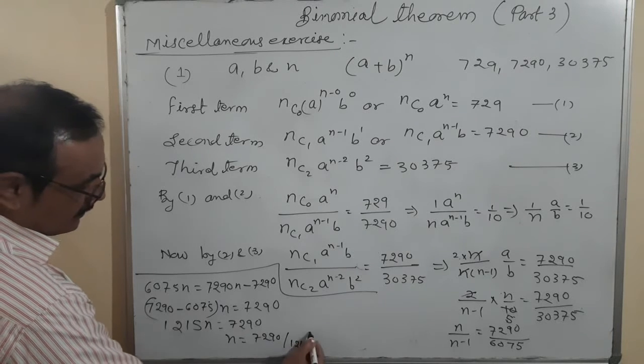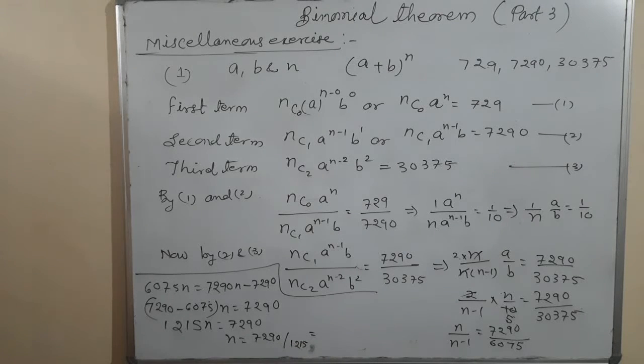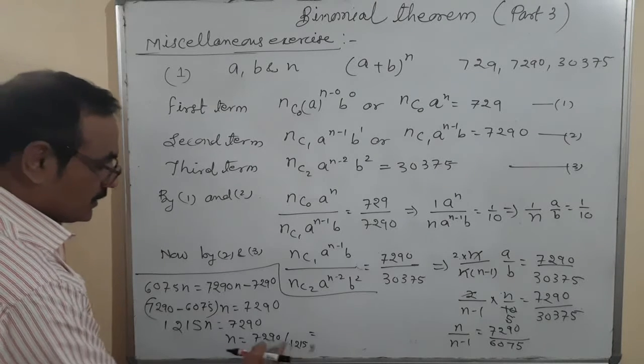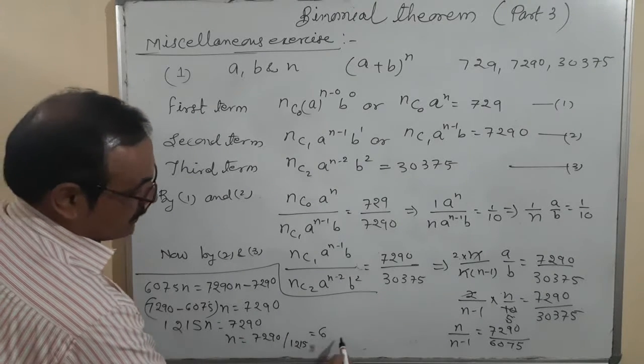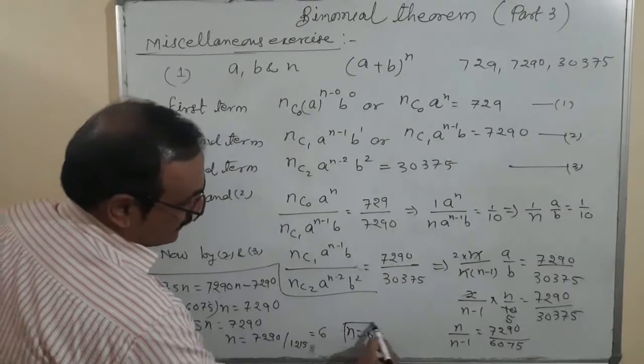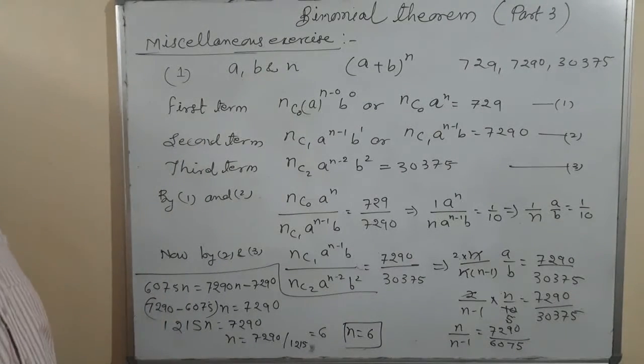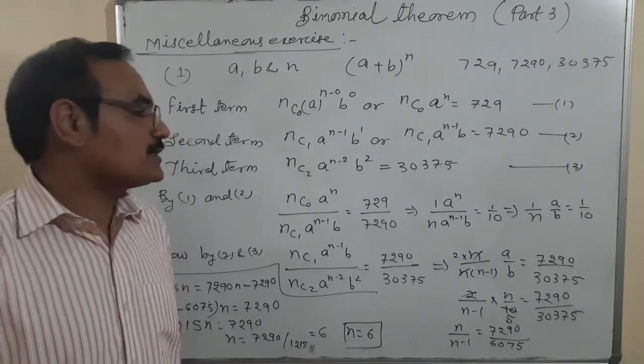12 6 72, 15 6 90. So n is equal to 6. What is the value of n? N is equal to 6. Here n is equal to 6.